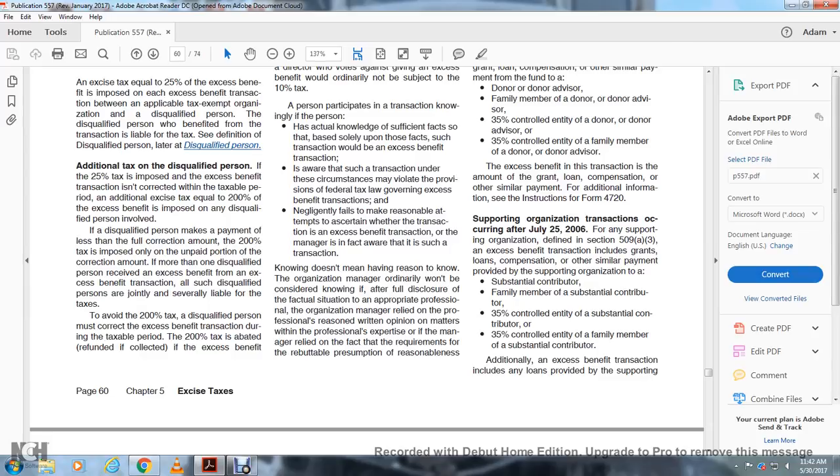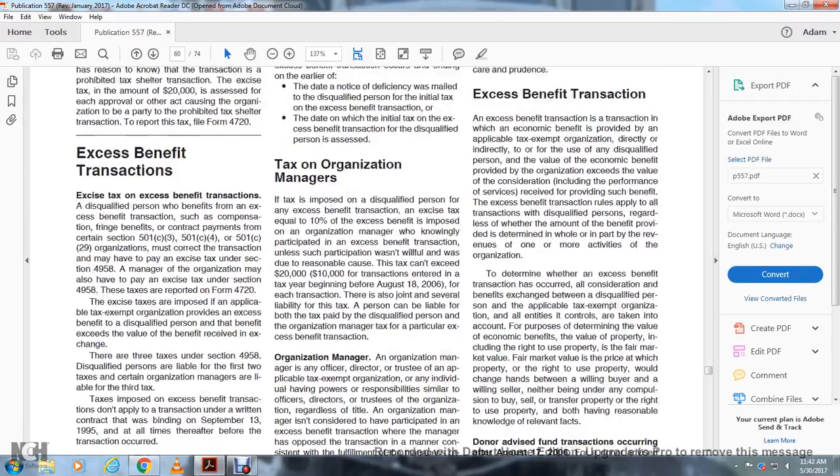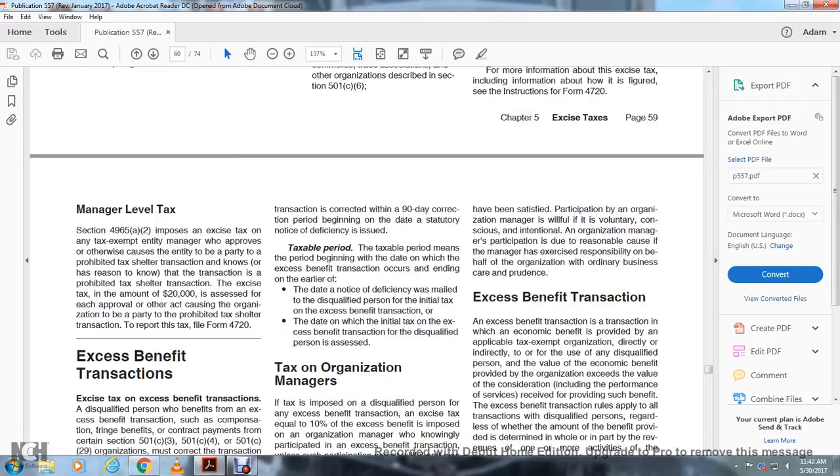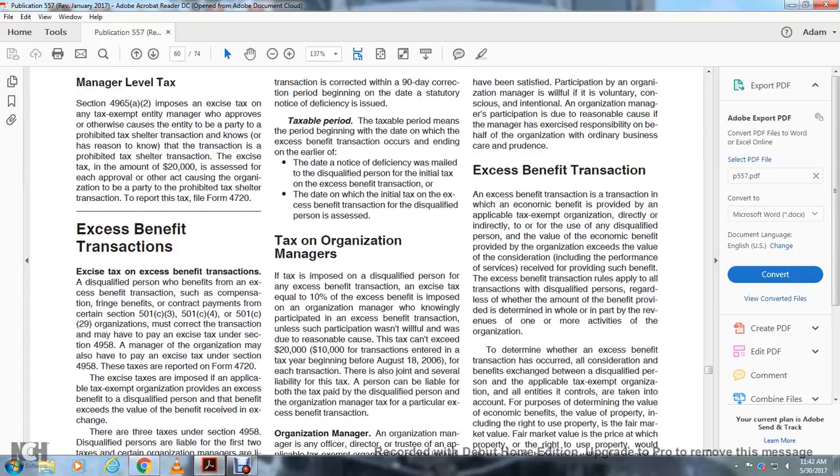The 200% tax is abated if the excess benefit transaction is corrected within the correction period, which is 90 days beginning with the day the statutory notice of deficiency is issued. The tax period means the period beginning with the date the excess benefit transaction occurs and ending on the earlier of the date the notice of deficiency was mailed to the disqualified person for the initial tax on the excess benefit transaction, and the date on which the initial tax on the excess benefit transaction is assessed. Tax on organization managers.